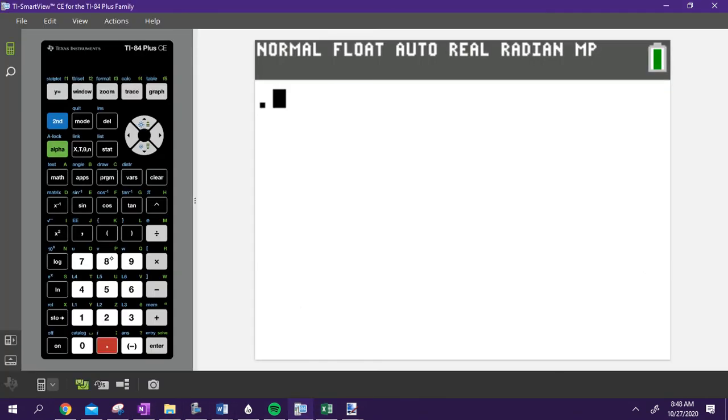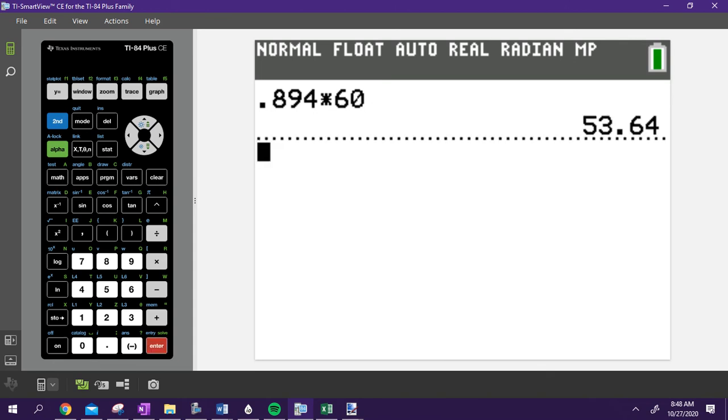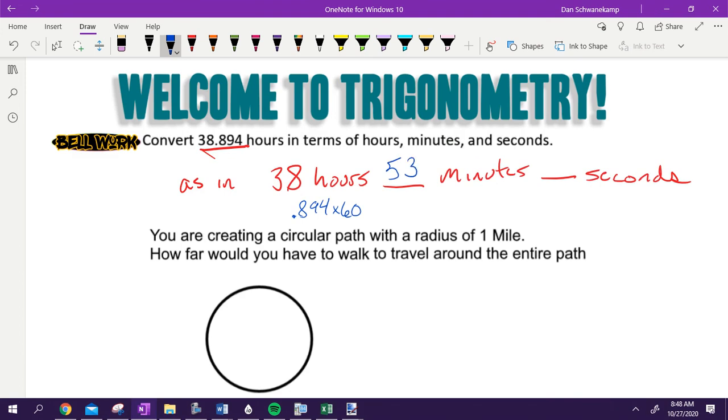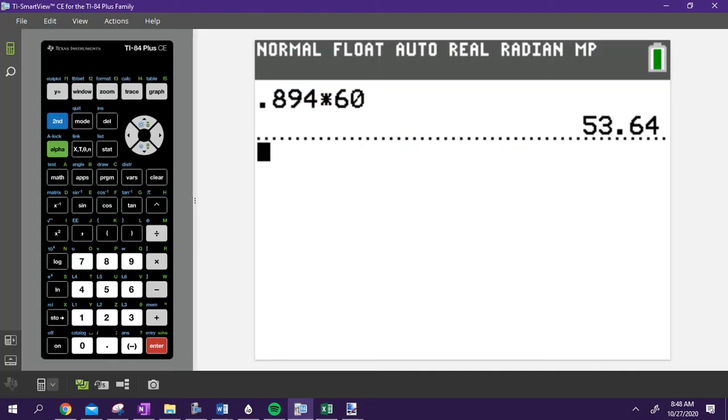So 0.894 times 60, because it's a part of an hour. It's not a full hour. It's only 0.894 of an hour. She took that amount and multiplied it by 60, and that will tell her how many minutes there are. You get 53.64. So we don't want to write a decimal here. We're going to go 53 minutes. Then what'd you do from there, Aaron?